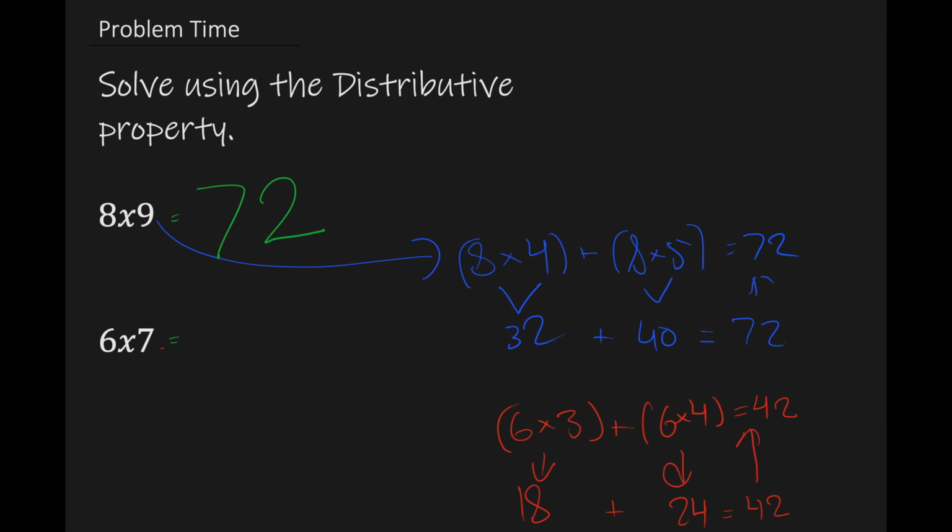Here's the fun part. Write that down nice and big and nobody can complain. And so here are our answers, 72 and 42.